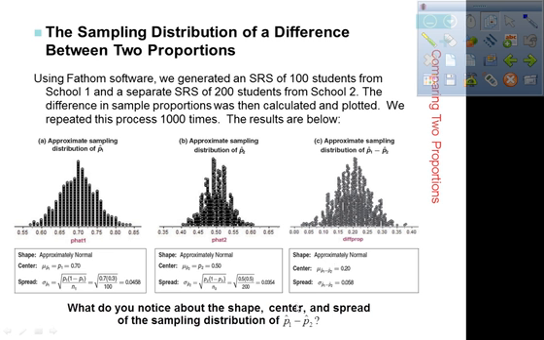What do you notice about the shape, the center, and the spread of the sampling distribution of p hat of 1 minus p hat of 2? Well, the center is at 0.20, which is what we would expect if I subtracted these two. Remember back in Chapter 6 when we had to subtract probability distributions, we could just subtract the means, correct? And so we would do 70 minus 50, which makes my new mean 20. That would make sense. It's approximately normal because both of them were approximately normal.